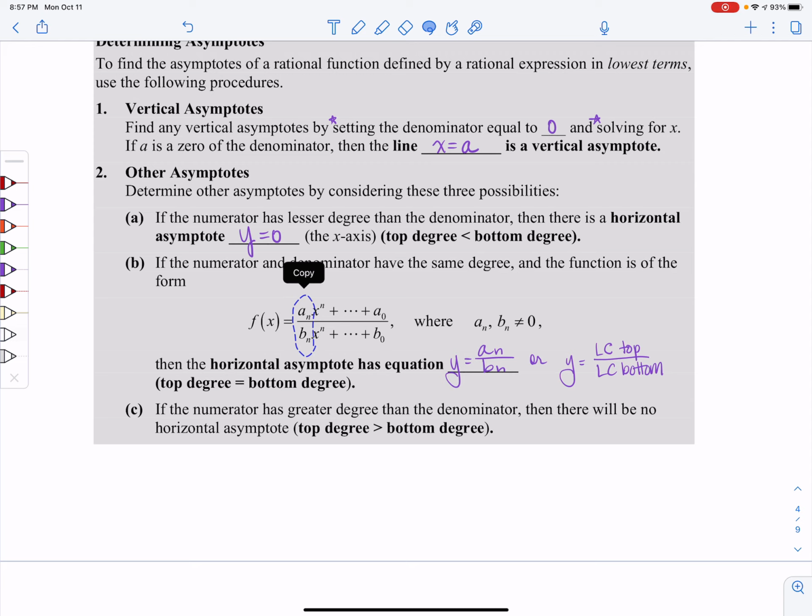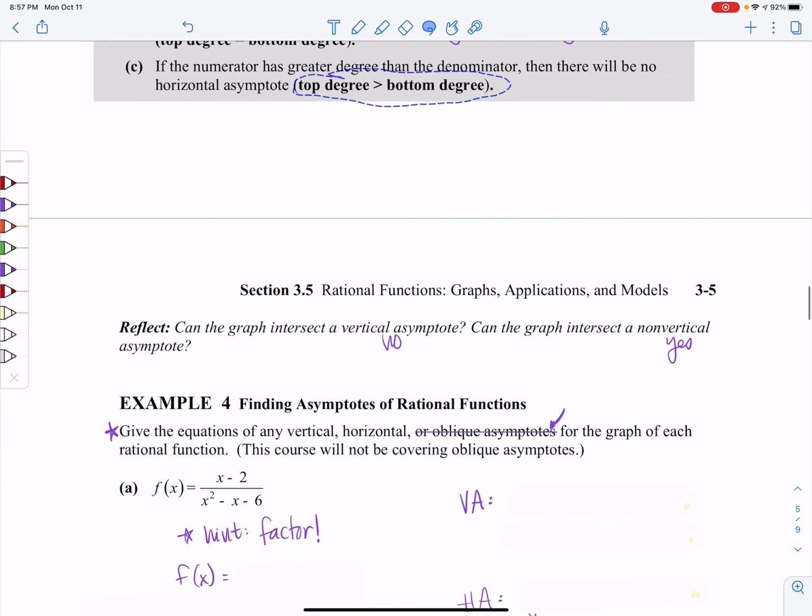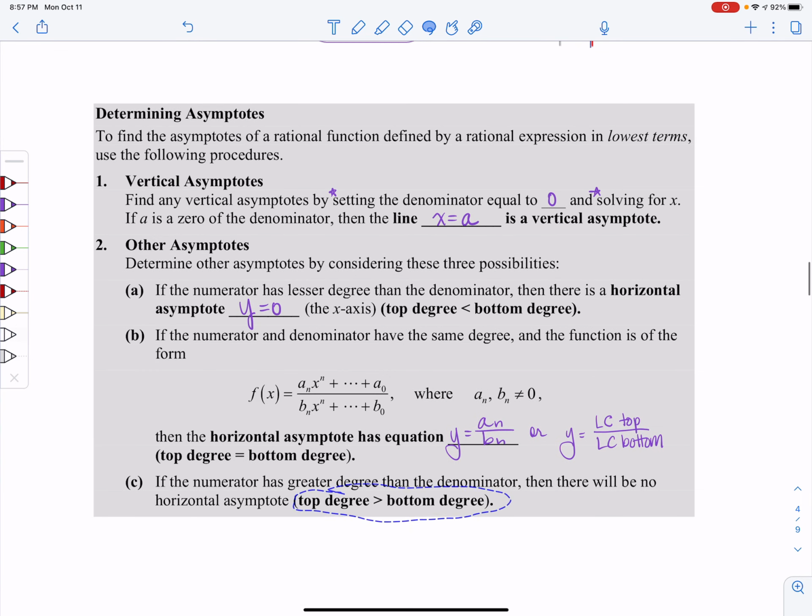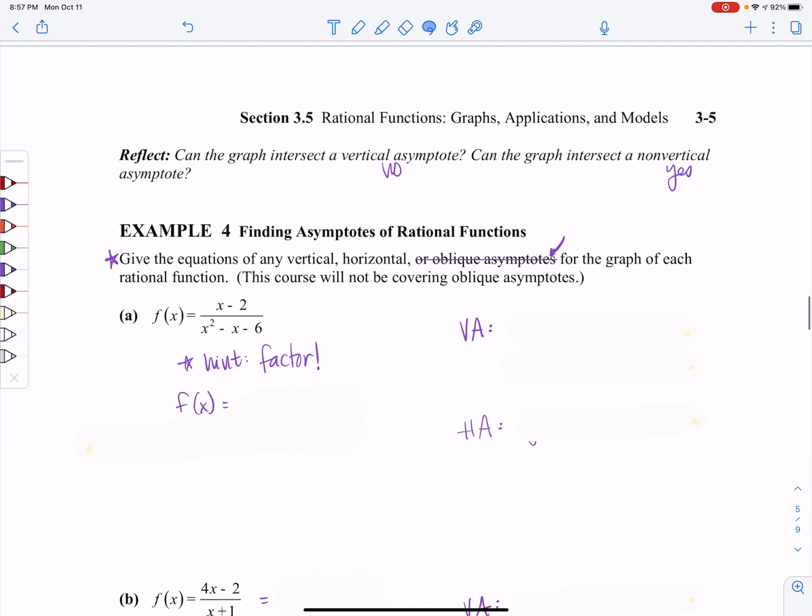And then last but not least, if my numerator has a greater degree than the denominator has, then there will be no horizontal asymptote. Now let's put this into practice. So you might want to have these things in front of you as we do the next few examples.